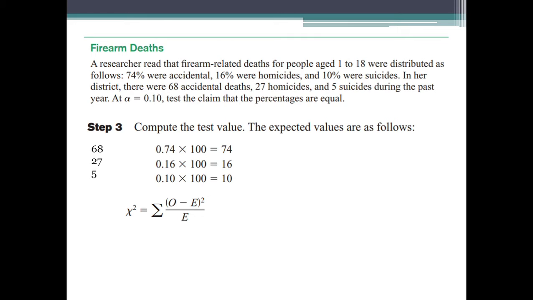And now let's use the chi-squared formula. Chi-squared is equal to the summation of observed value minus expected value raised to 2, all over the expected value. So now we have chi-squared is equal to (68 minus 74) squared all over 74, plus (27 minus 16) squared all over 16, plus (5 minus 10) squared all over 10. So our chi-squared is equal to 10.549.